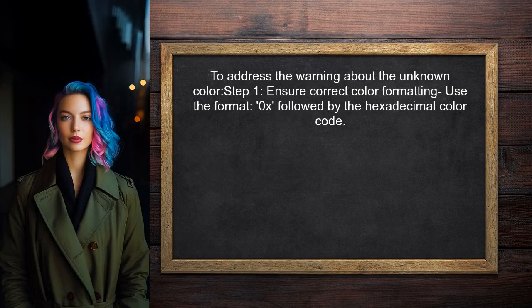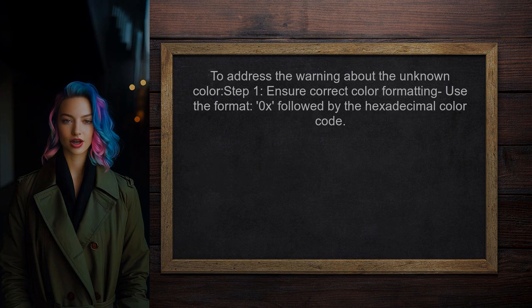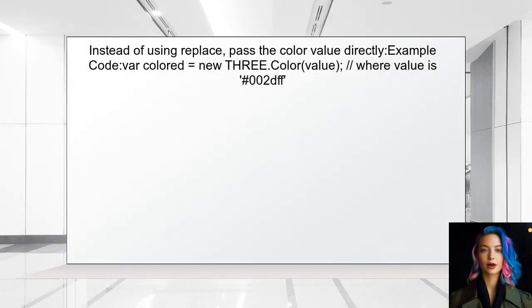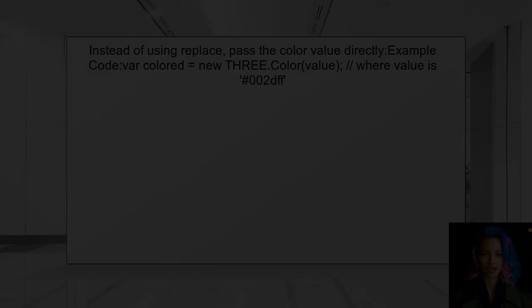To address the warning about the unknown color, the user should ensure that the color value is formatted correctly before passing it to the Three.Color function. Instead of using the replace method, the user can directly pass the color value to the Three.Color constructor. This will help avoid the warning.